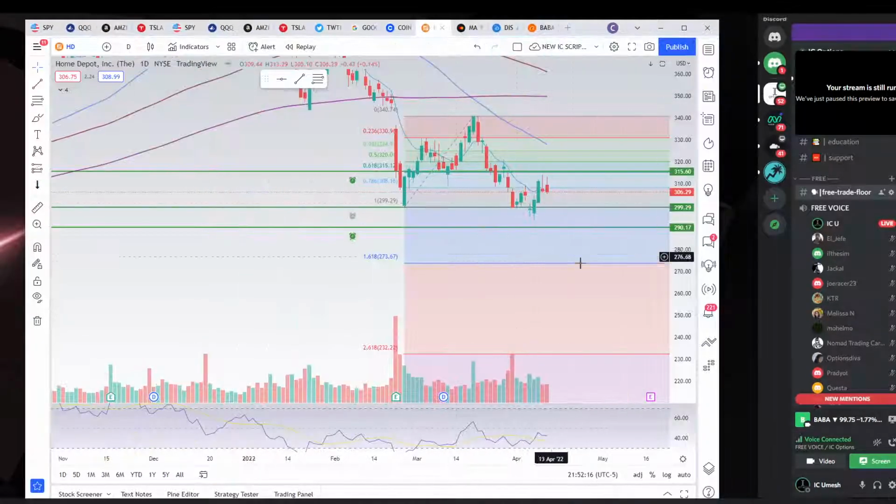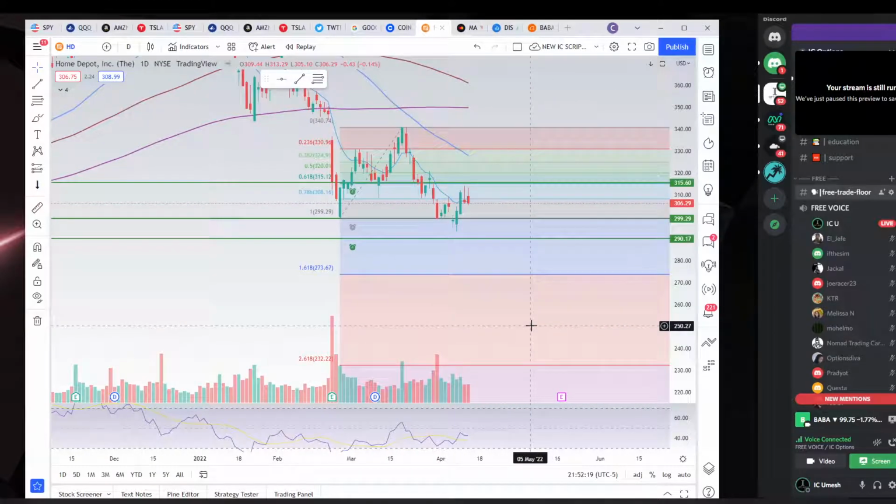The other one I'm watching is Home Depot. Home Depot had a really nice bounce off of this 299 long-term support I have. They did do a decent fake out. This is usually bullish if they do a fake breakdown and the next day they decide to come back up and just run through it.